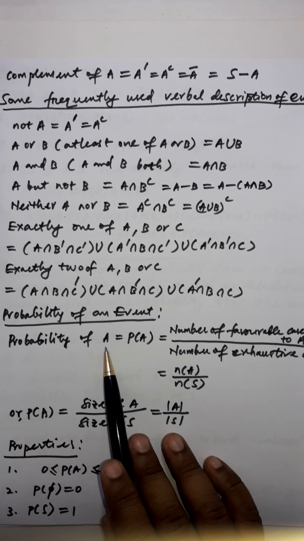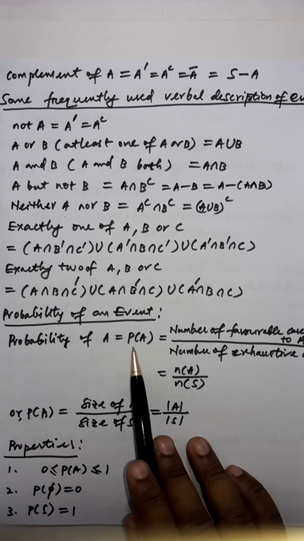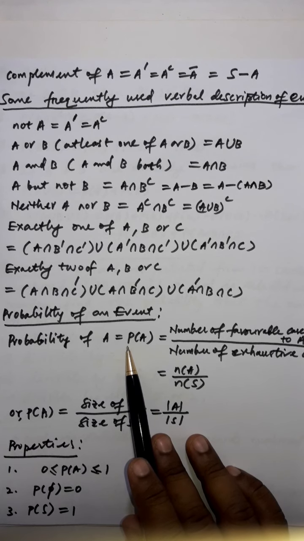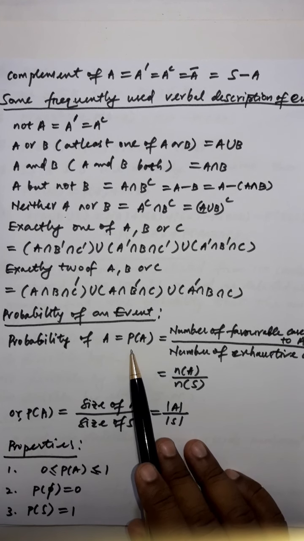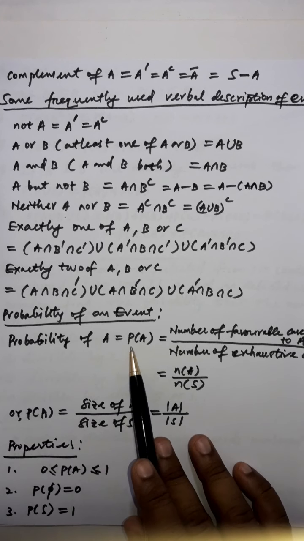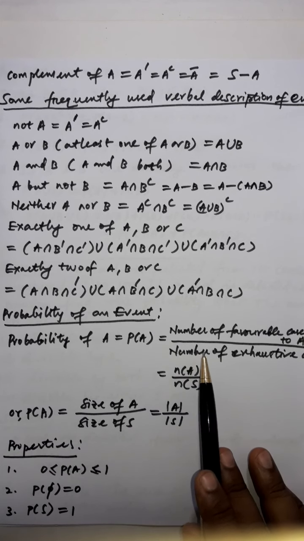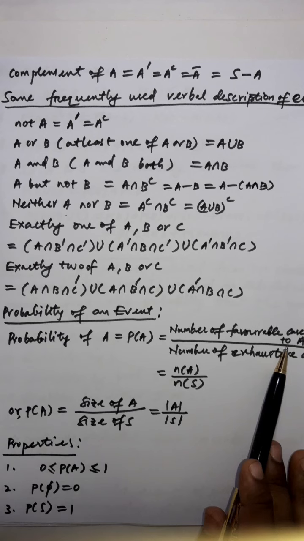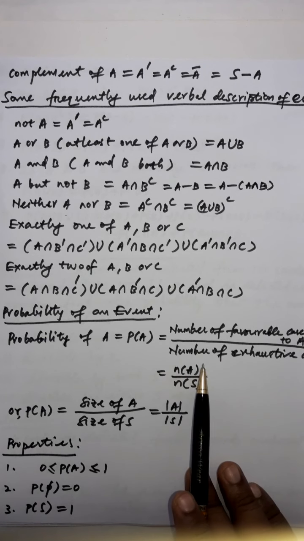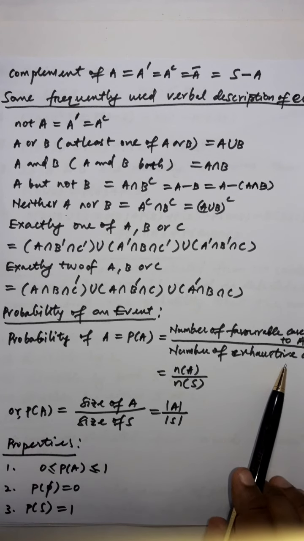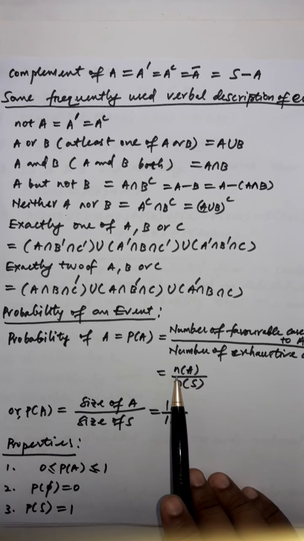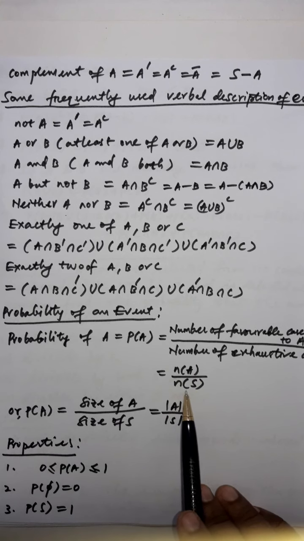Now come to the probability of an event. The probability of the event A is symbolically represented as P of A. Here we can write capital P or small p, but generally capital P is used for probability. The probability of the event A is the number of favorable cases to the event A divided by the number of exhaustive cases in the sample space S, which is equal to n of A by n of S.